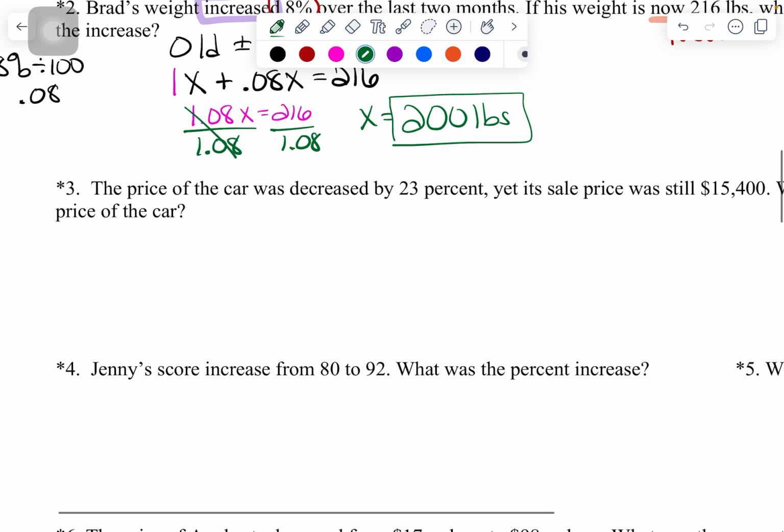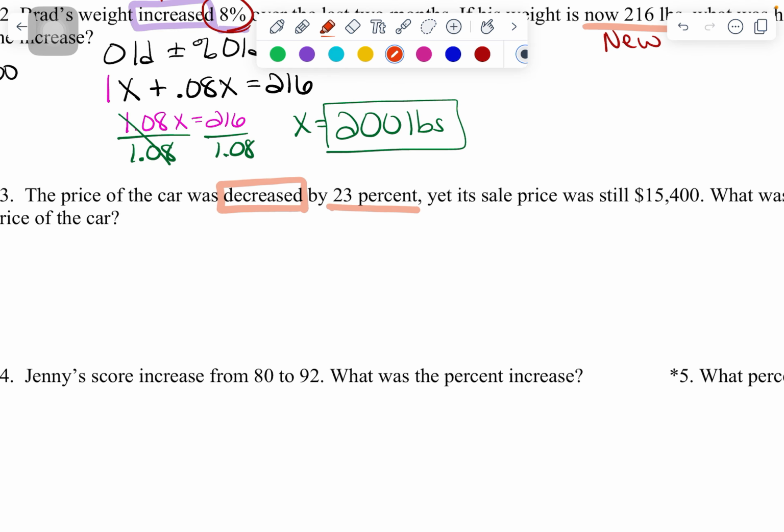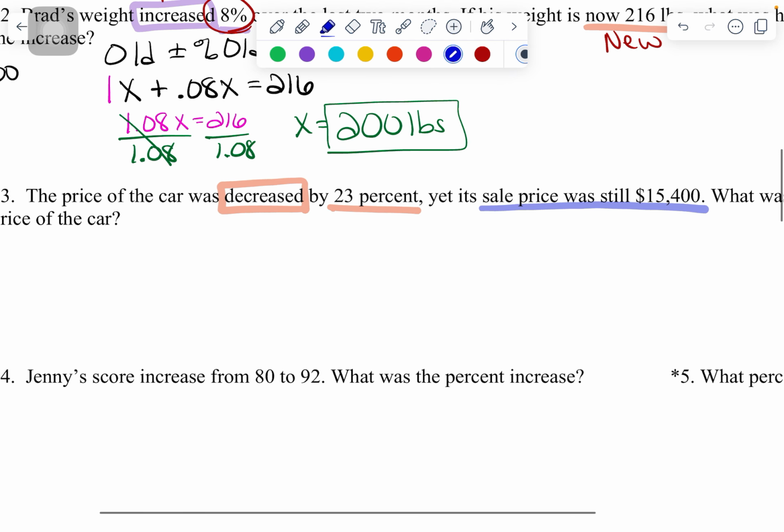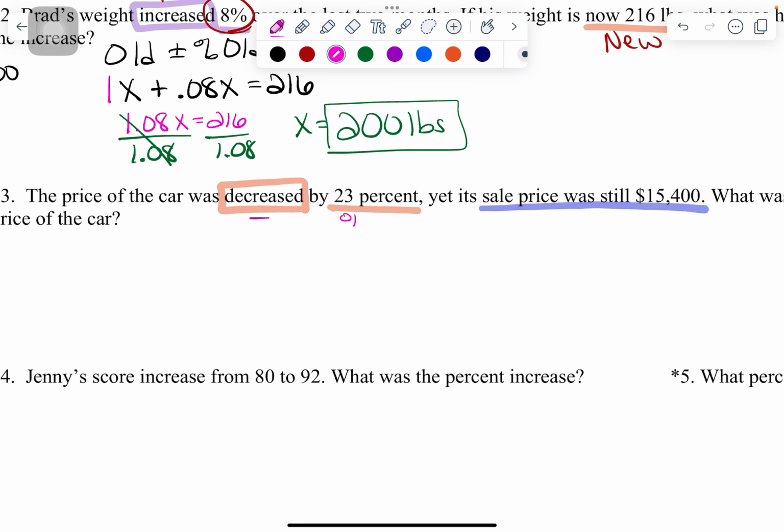Number 3. All right, so this time we're looking at a decrease by 23%, but its sale price was still $15,400. What was the original price? So when we look at this, what do we know? Well, decrease means we're going to be subtracting. 23%, clearly that's the percent. The sale price is the new price, right? When you have an old price and you apply some kind of a discount to it, that becomes the sale price. So let's see what we got here.